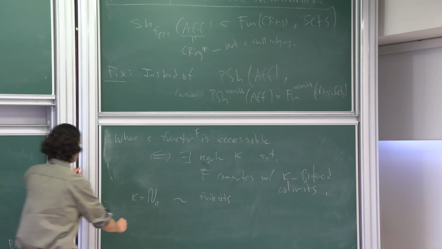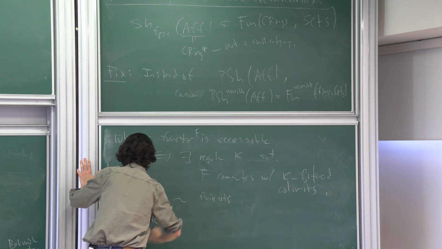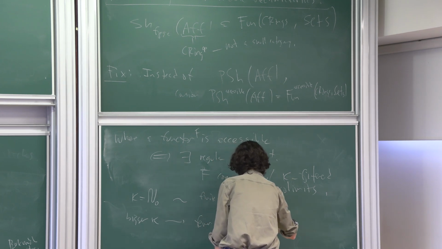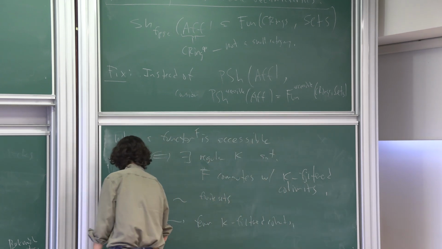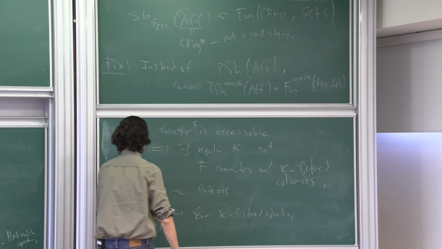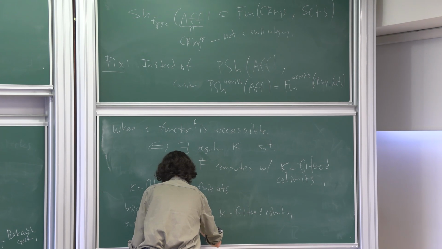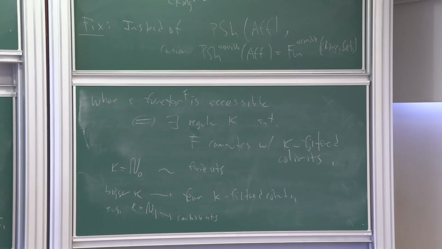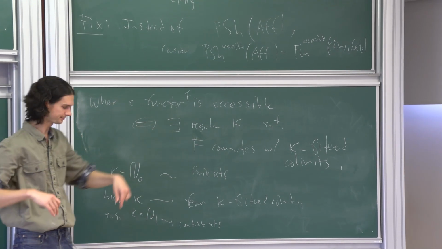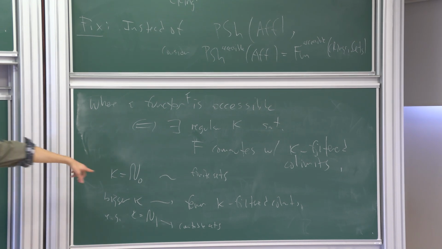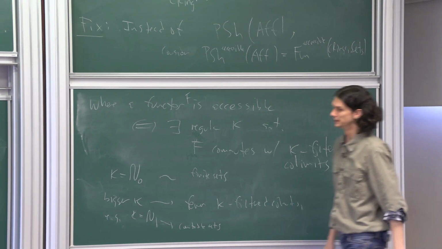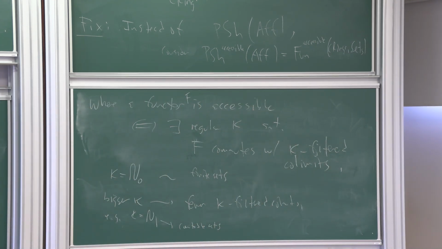But if kappa gets bigger, you have fewer kappa filtered colimits. So for example, if you take kappa equals aleph one, then you're indexing the countable sets. And a kappa filtered colimit would be one where every countable set has a cone, as opposed to just every finite set. So there are fewer kappa filtered colimits. That means there are more examples of functors which commute with kappa filtered colimits.